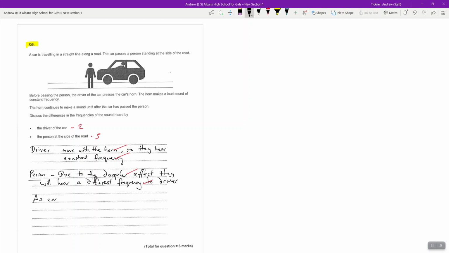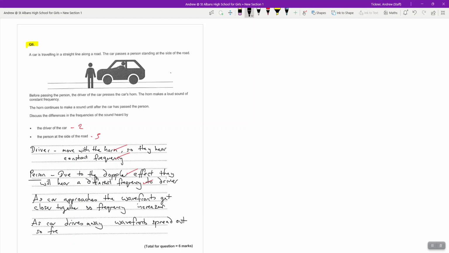So as the car approaches, the wavefronts get closer together. So frequency increases. As the car drives away, wavefronts spread out. So frequency will decrease.